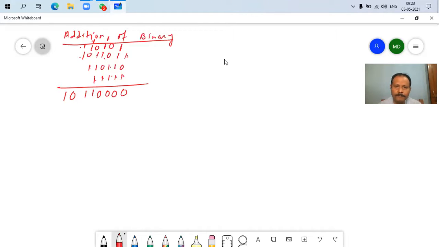It is a huge number, isn't it? But there are questions in your book also like this. 3 numbers or 4 numbers. We have to add 3 numbers or 4 numbers. Hopefully this is clear to you.